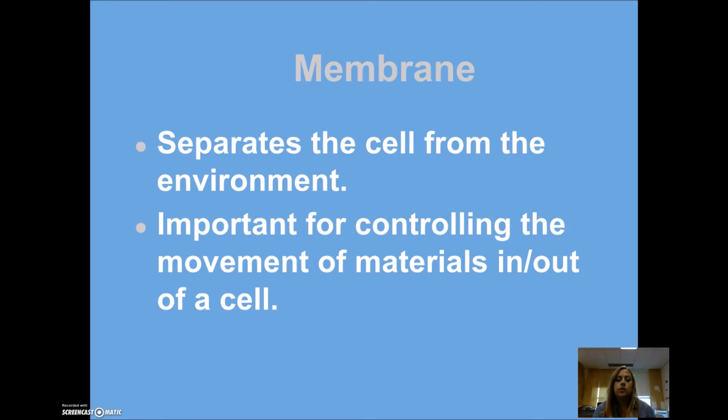and this is going to be what separates the cell from the environment. So if you're comparing a cell to, let's say, a person, it would sort of be like our skin. This is the boundary layer around the cell, and it's important for controlling essentially what moves in and out of a cell.